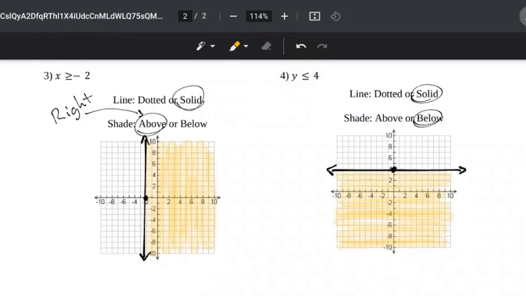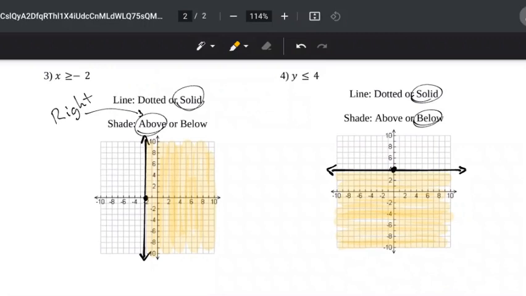All right, welcome back. Let's take a look at number 3. It says x is greater than or equal to -2. The greater than or equal to tells us we're going to use a solid line. Greater than means above the line. Because it's a vertical line, we're going to be shading to the right. Right represents greater than for a vertical line. We graph with a solid line and then shade to the right.